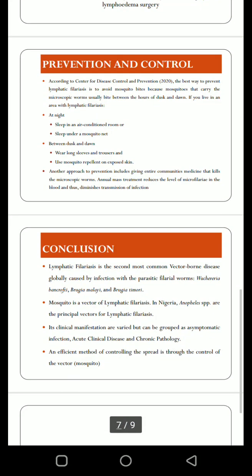Now, take a look at the prevention and control. According to the Centers for Disease Control and Prevention 2020, the best way to prevent lymphatic filariasis is to avoid mosquito bites, because mosquitoes that carry the microscopic worm usually bite between the hours of dusk and dawn. If you live in an environment with lymphatic filariasis, at night, sleep in an air-conditioned room or sleep under a mosquito net between dusk and dawn. Wear long sleeves and trousers and use mosquito repellent on exposed skin.